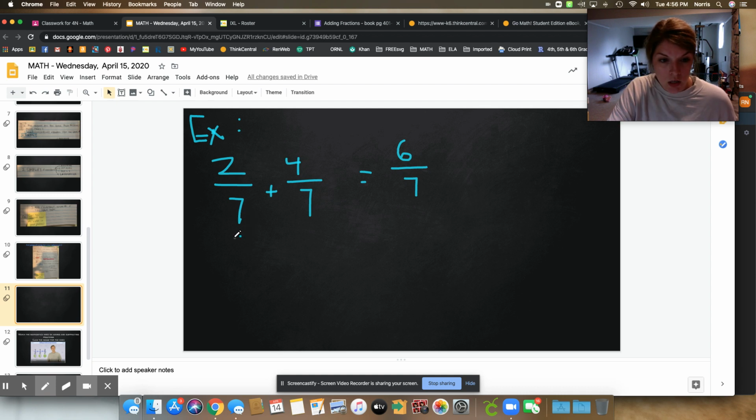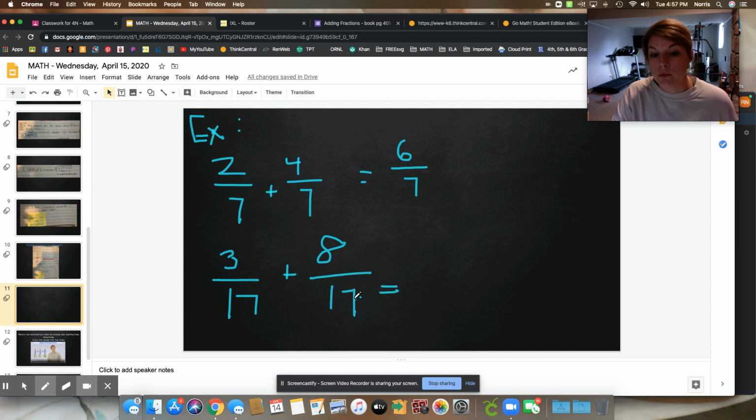Let's do another one. Remember to copy these in your journal, please. 3/17 plus 8/17. The 8s are the hardest. Okay, so because the denominators are the same, I can add them. So 3 plus 8 is 11. 17 plus 17, nope, not going to do that. Denominators stay the same. So 3/17 plus 8/17 is 11/17.